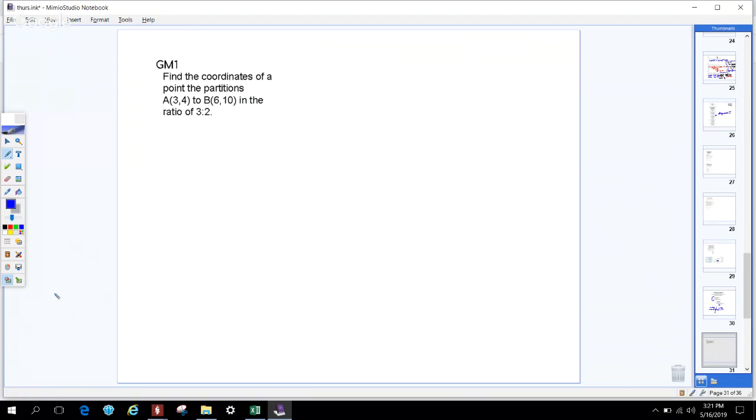Let's look at this question. Find the coordinates of the point that partition. I'm only going to do this one time. I teach my students to figure out the x and y separately. This equation's on the formula sheet, so use it. The formula is bx1 plus ax2 divided by b plus a. So what's my b?